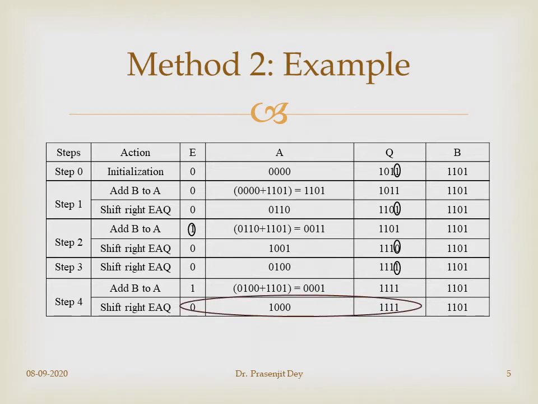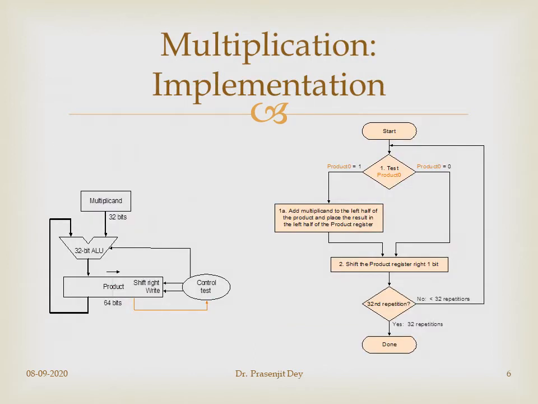Now you can see that as we have processed all the bits of the Q register, we stop here, and whatever value is in the EAQ register stores the final product of the multiplication. This is how you can implement the whole thing in a hardware architecture.